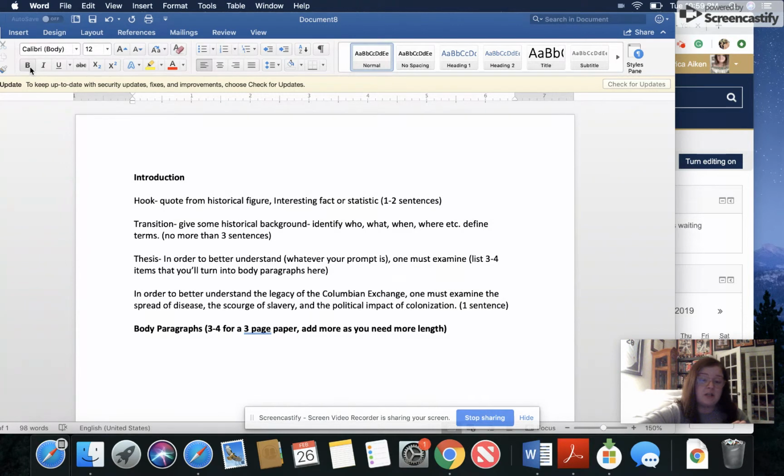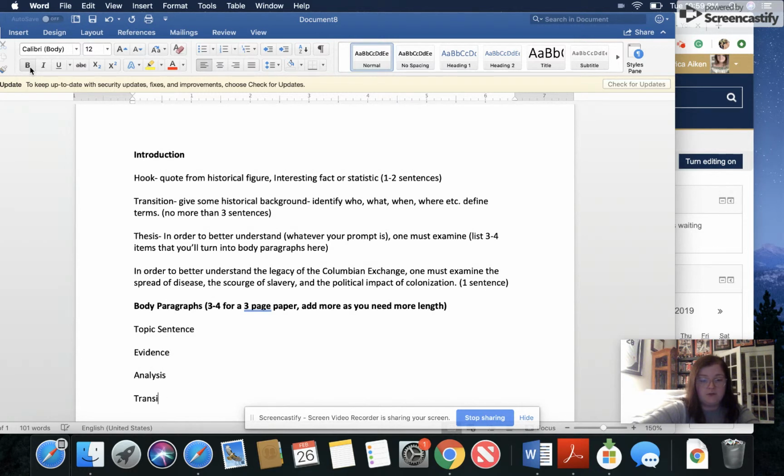Just like the introduction, any body paragraph that you write for any essay should have 4 components this time. Okay, so we're going to have a topic sentence, evidence, analysis, and another transition, which is different than the transition in the intro. Okay. Every essay, in the body, your body paragraph should always start with a topic sentence.